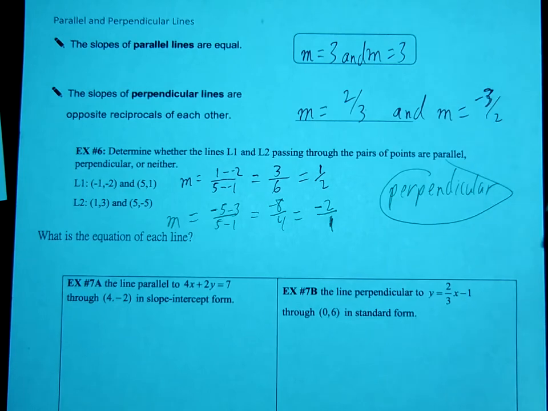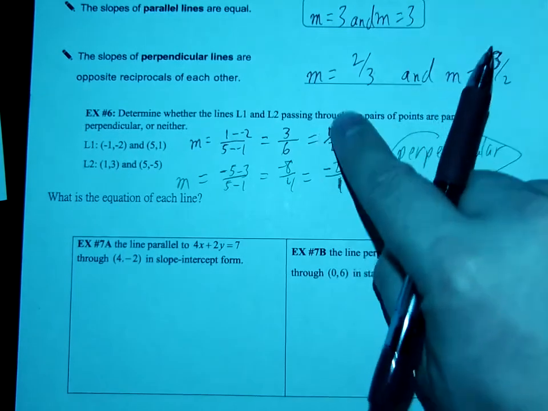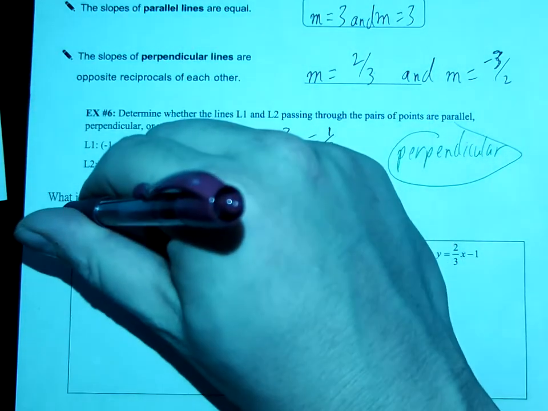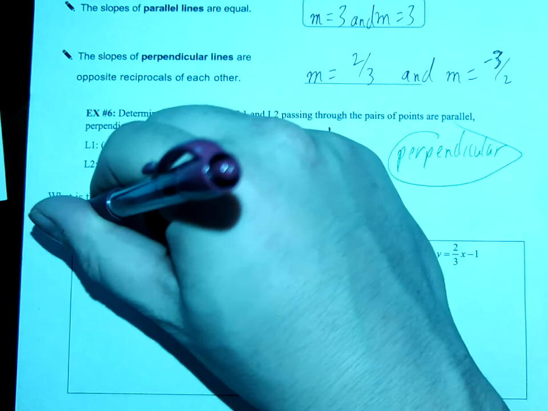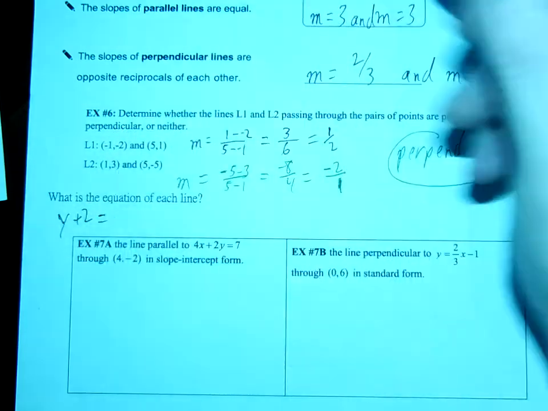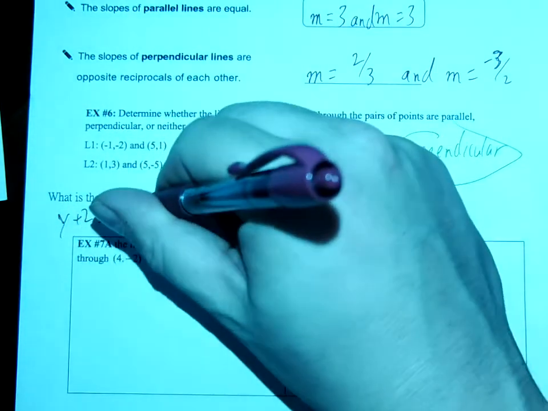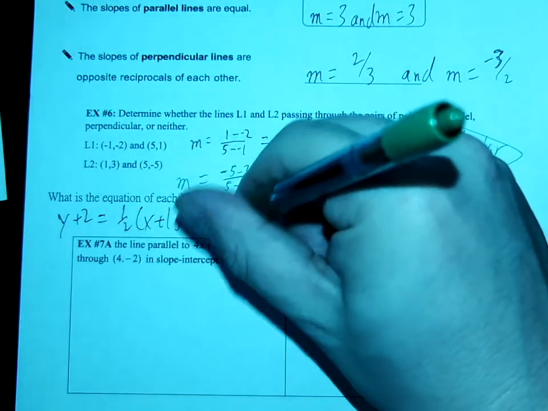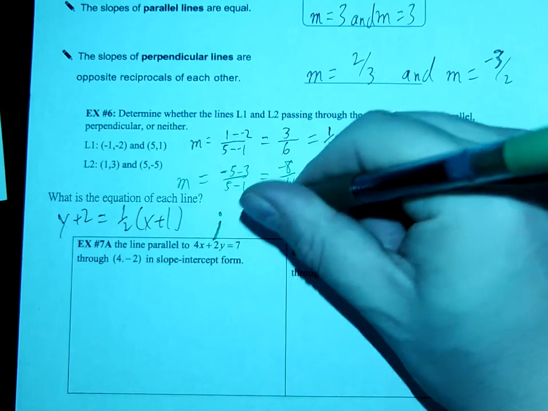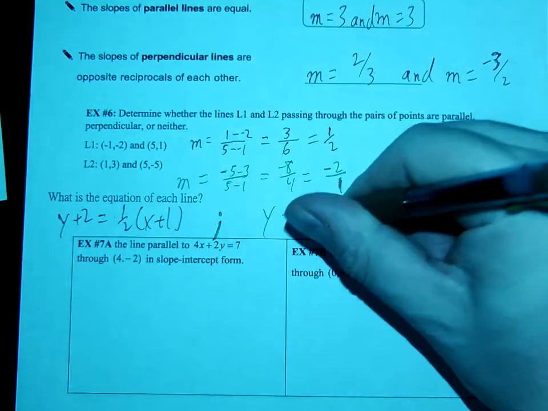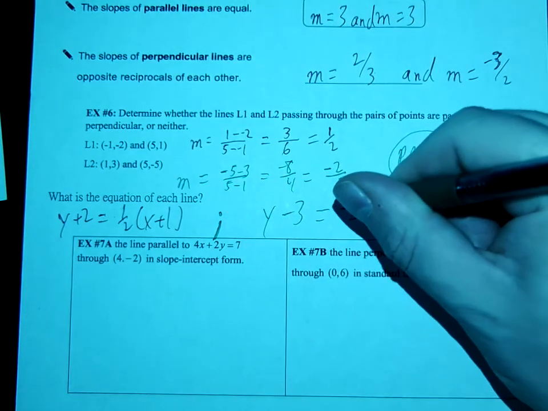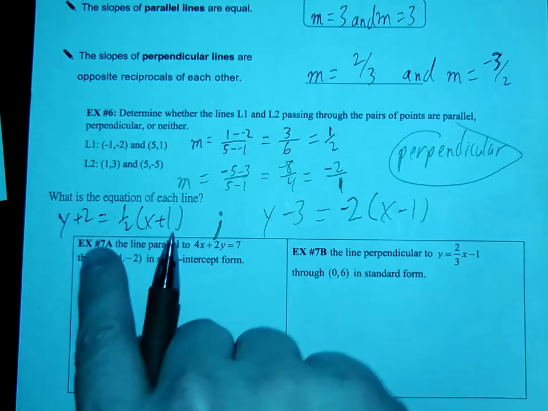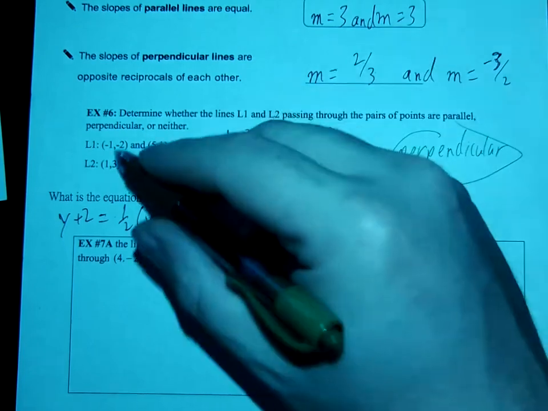What's the equation of each line? Okay, so for the equations, I'm just going to use these values, the slopes, and then I'm going to use a point, the first point. So I'm going to say the first line is y plus 2 equals 1/2 x plus 1. And then for the second line, I'm going to say y minus 3 equals -2 over 1, or just -2, either way, x minus 1. There's my two equations for these lines up above.